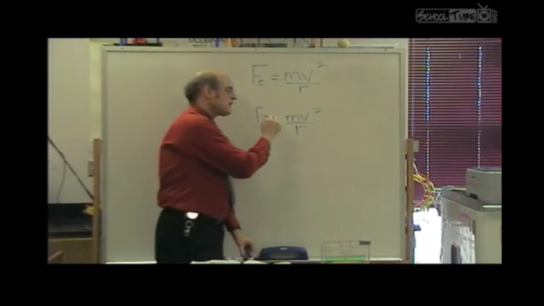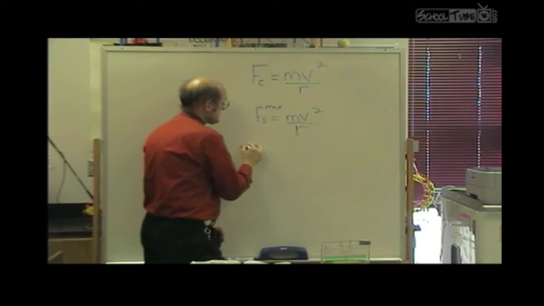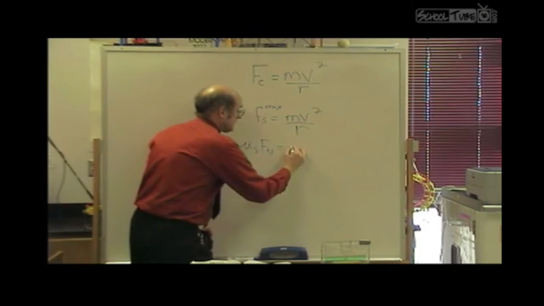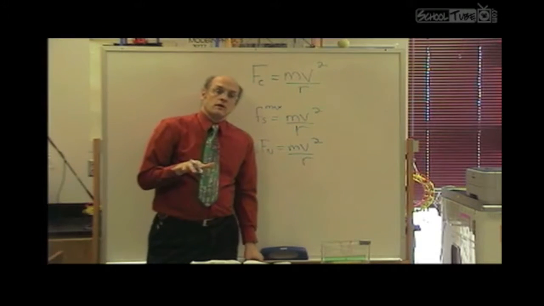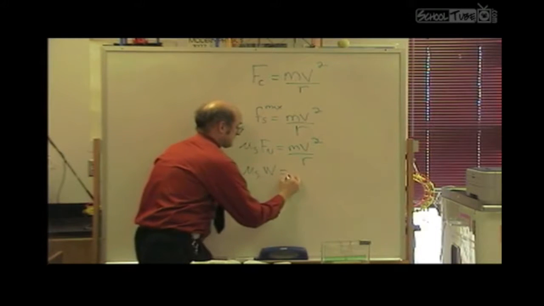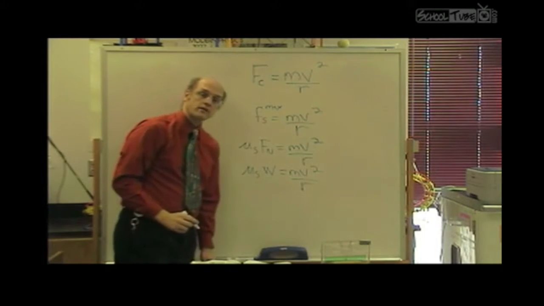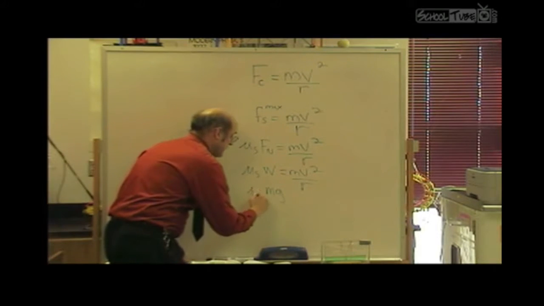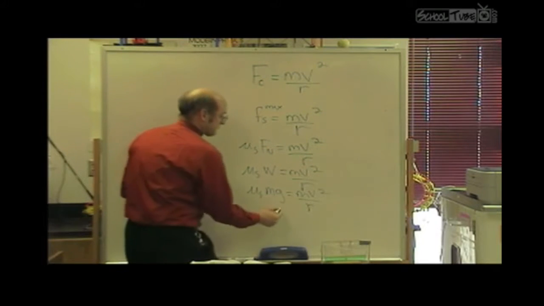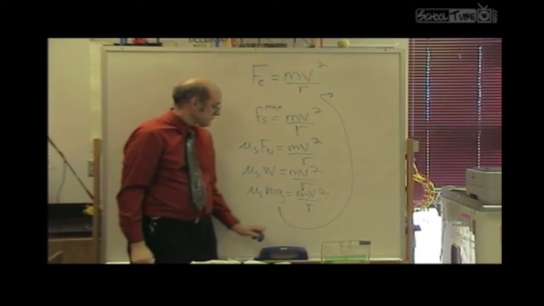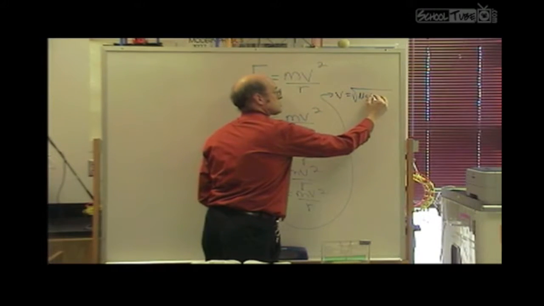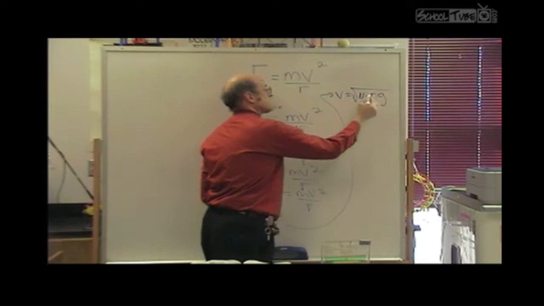If the force of static friction is a maximum value, that is, the car is on the verge of slipping, we can set this equal to the coefficient of static friction between the tire and the road times the normal force on the car. If it's a level surface that the car is driving on, then the normal force would be equal to the weight of the car, where the weight of the car is equal to mass times the acceleration due to gravity. Solving for the speed of the car, we get that the speed is equal to the square root of mu s, the coefficient of static friction, times the radius of the curve, times the acceleration due to gravity.